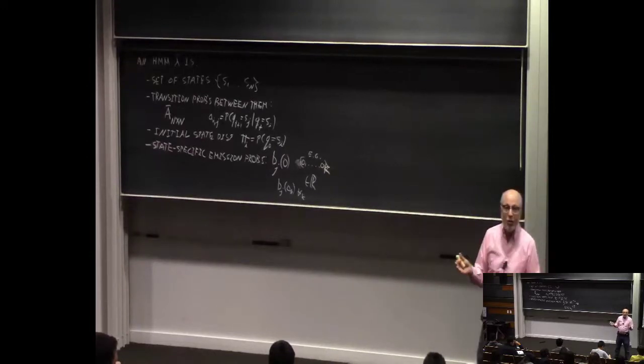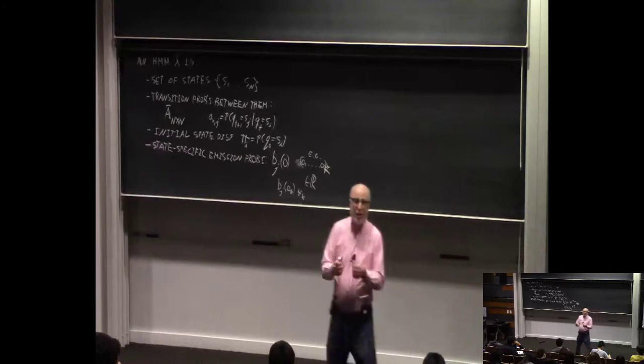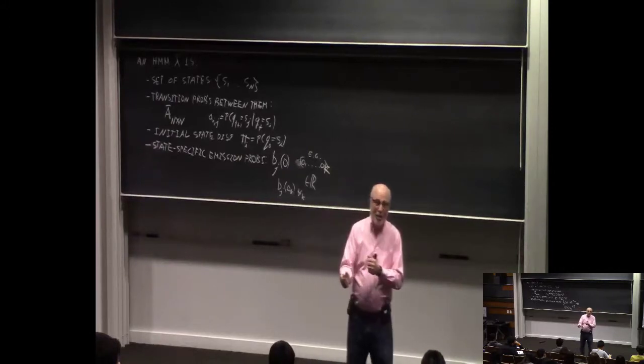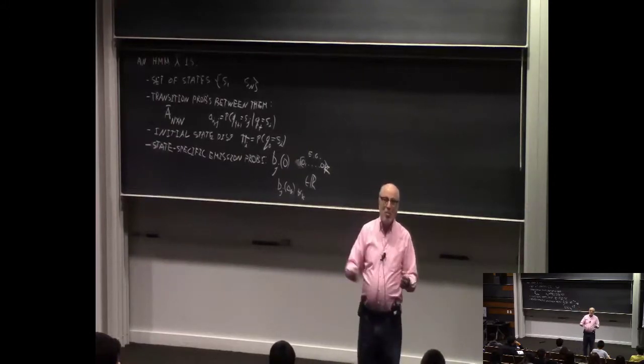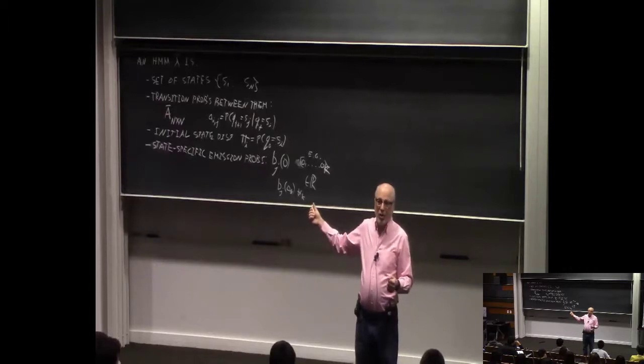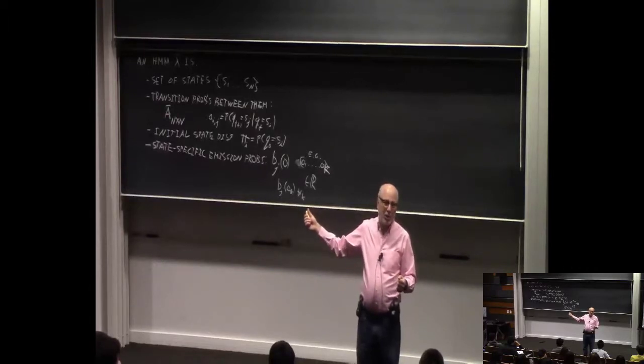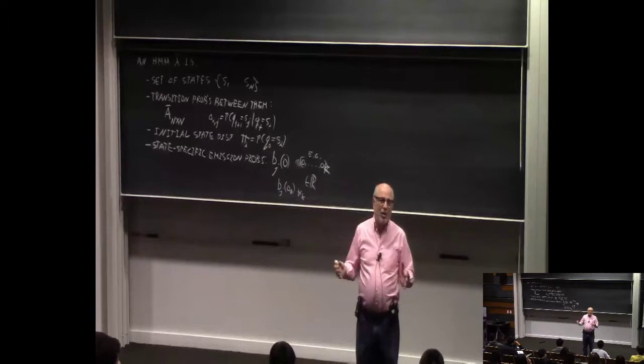You can also think of an HMM differently. You can think of it as emitting, then transitioning, emitting, then transitioning, but then you will not start with Q at time 0, you'll start with Q at time 1. So there are slightly different formulations.